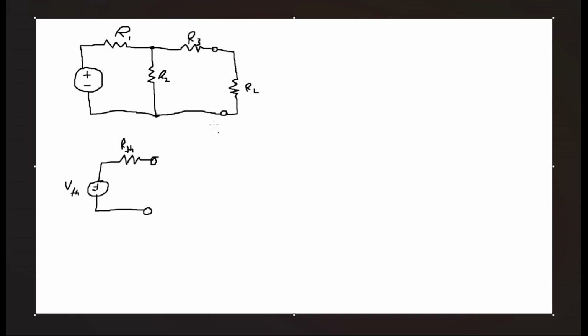You may have heard of Norton's theorem. Norton's theorem is basically the same thing, except you simplify the circuit down to a current source in parallel with the same resistor. So how would we do it for this circuit?